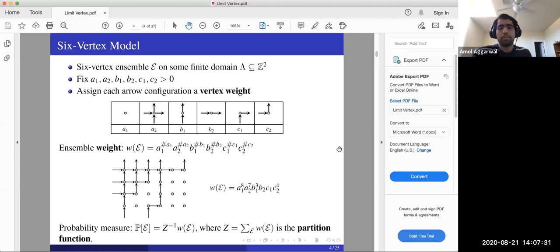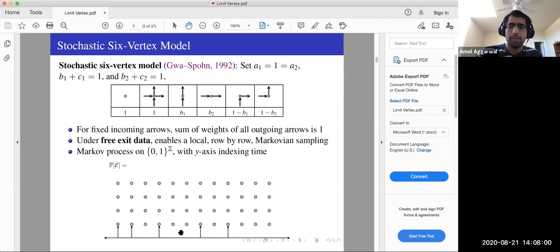You can then define a probability measure on the set of all possible ensembles. It's simply proportional to the weight of the ensemble, but then of course to make it a probability measure, you have to divide by the sum of all possible weights, which is the partition function. So this is the 6-vertex model, and what we're interested in is understanding its large-scale behaviors. How does it behave as the domain size gets very, very large?